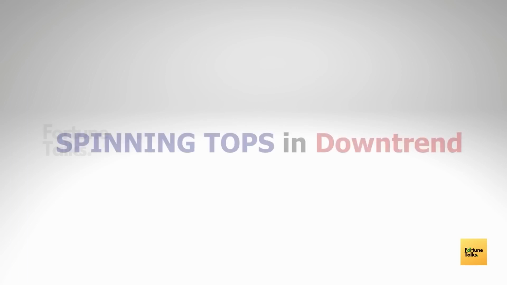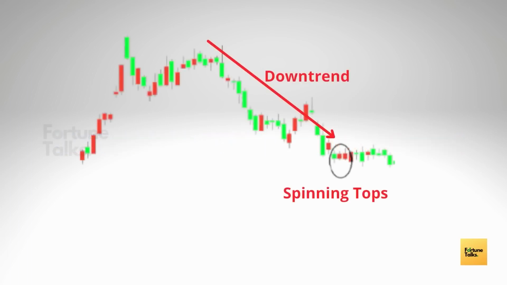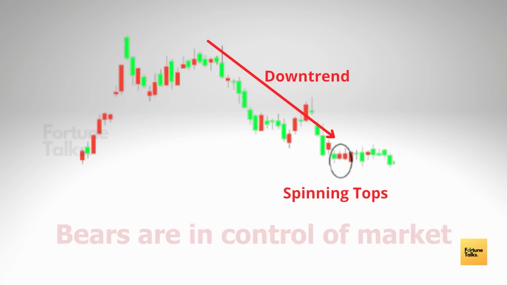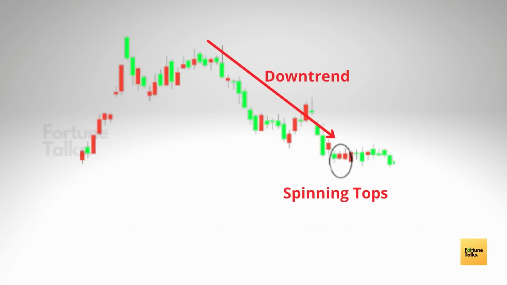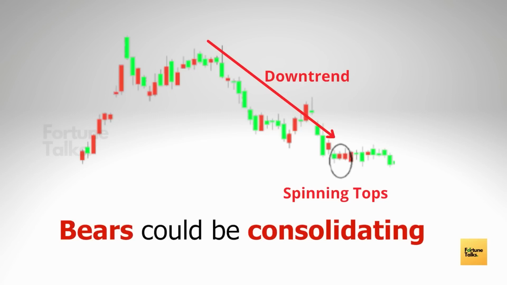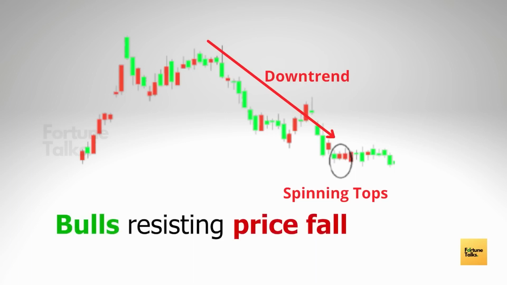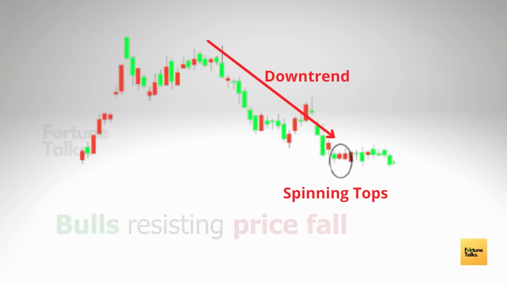Now what if the spinning top were to occur in a downtrend? During a downtrend, the bears are in absolute control as they are able to take the prices lower. A spinning top in the downtrend indicates that the bears could be consolidating their position before resuming the trend. It can also be seen as an attempt by the bulls to arrest any further price fall. But are they really successful? Because if the bulls were to be really successful, it would have resulted in a strong bullish candle rather than a spinning top. So clearly there are two foreseeable situations or outcomes with equal probability in this case.